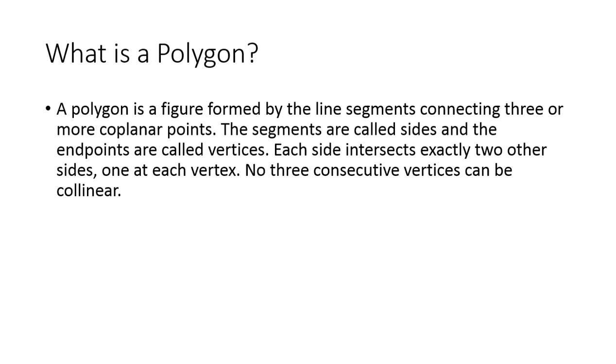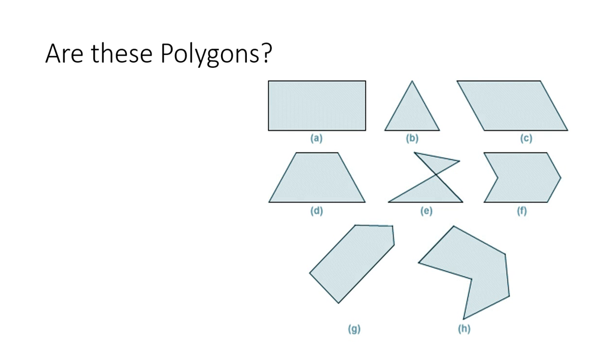Each side should intersect with only 2 other sides, one at each vertex, and no consecutive vertices should be linear, so you shouldn't have anything showing up as a straight line. Okay, if we're looking at these shapes, are these polygons, yes or no? Take a second and think about it. Out of all these shapes, all of them are polygons except for one, the one in the middle.